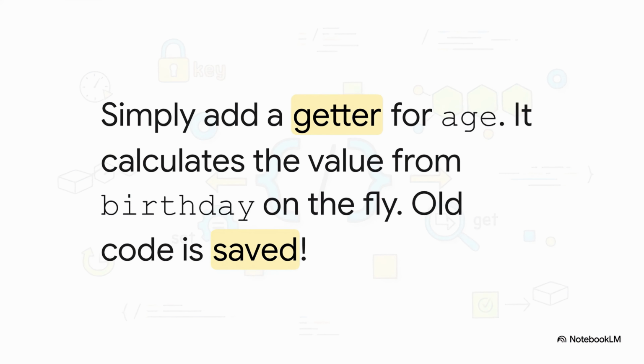But wait, here is the ridiculously elegant solution. Instead of a massive, risky find and replace across your entire code base, you just add a getter for age. Now, when that old code asks for user.age, the getter intercepts the request, calculates the current age from the new birthday property, and just returns it. The old code never even knows anything changed. It just works. That's how you refactor like a pro without breaking a thing.